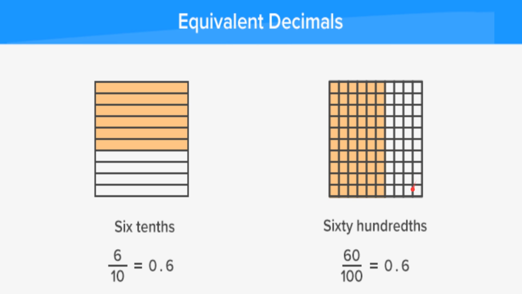Now similarly, in the other diagram, there are total 100 parts. In that, we have chosen 60. So 60 hundredths. Out of 100, 60 are taken. So the fraction is 60 by 100, and that is equal to 0.6 or 0.60. They are one and the same.